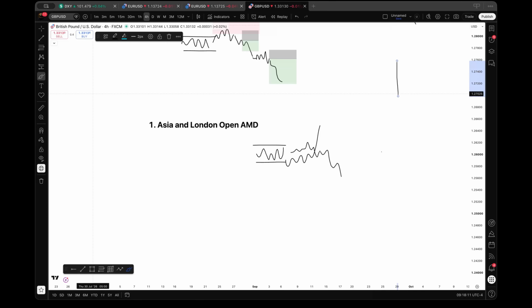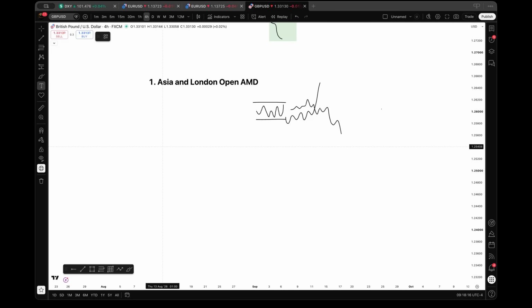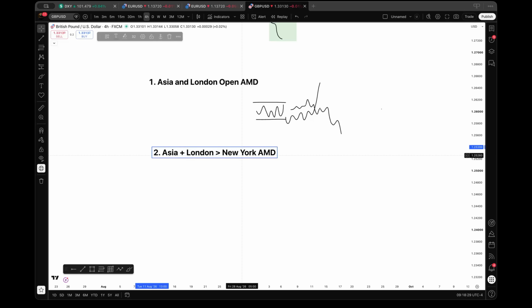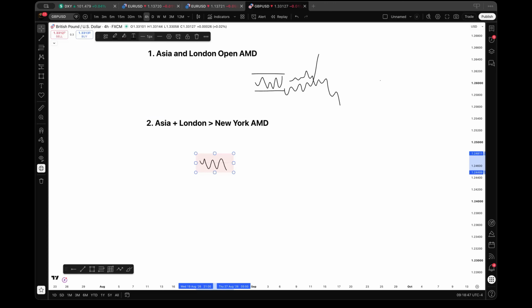In some scenarios, we have Asia and London accumulating, and then we would trade New York as our AMD profile. So Asia may look something like this sometimes. Again, accumulation. So let's have a box just to show this. So we have an accumulation.